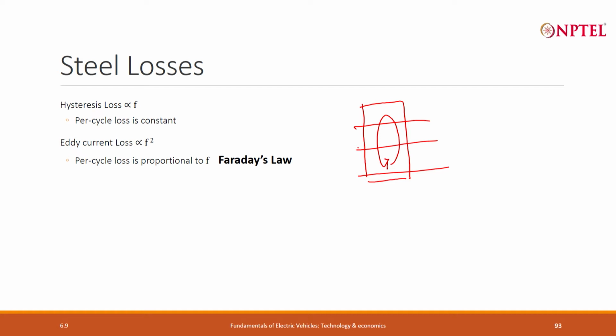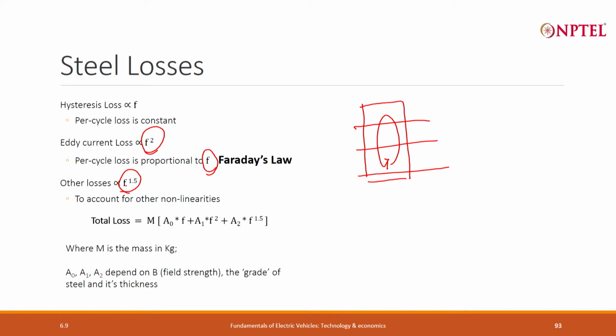And this is why you find that all the steel cores are made with thin sheets, which are stuck one on top of the other, and those are called laminations. So, the per cycle loss itself is proportional to the frequency, and the total loss is frequency times the per cycle loss, therefore, it is proportional to F squared. And then there are other different non-linearities in the behavior of the material. They can all be lumped together and added up as another term, which is somewhere between frequency to the power of 1 and frequency to the power of 2. So, by adding all of these losses, we will know what is the total loss.